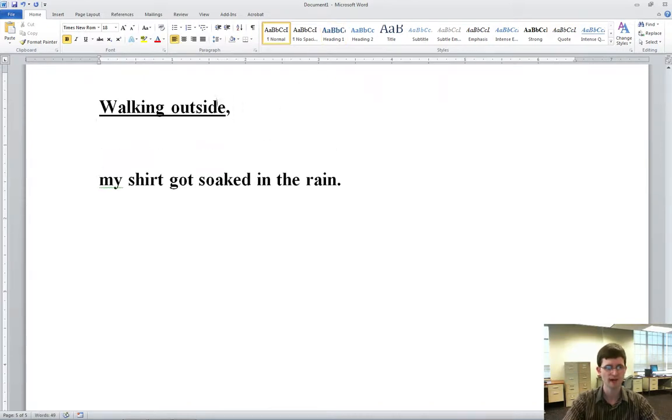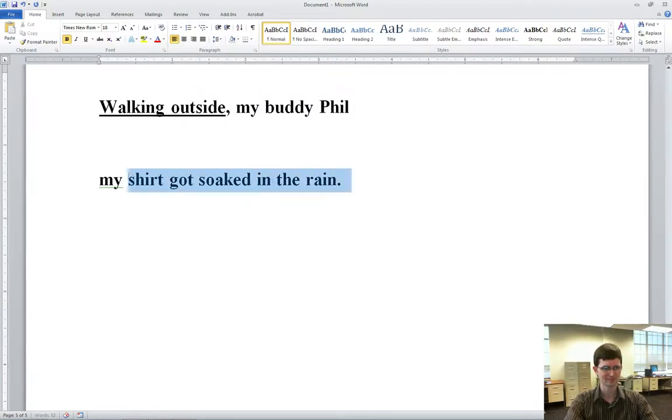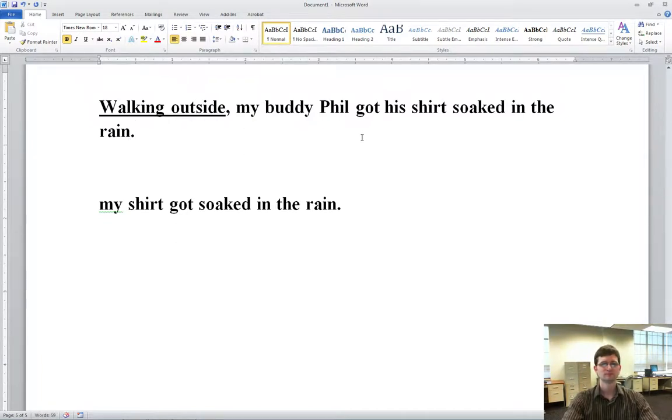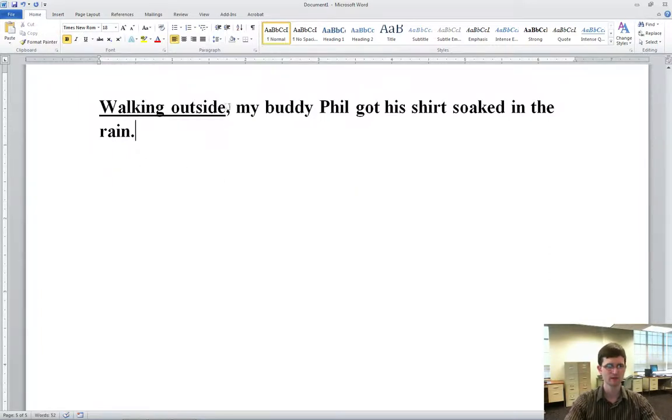To fix this sentence, I'm going to need to add something in right here. I need at this moment to tell you who is walking outside. Now, I feel like picking on my buddy Phil, so let's put him in right here. My buddy Phil is now the subject. Walking outside. Now we need to talk about his shirt getting soaked in the rain. Okay. My buddy Phil, maybe like this. I don't like that verb. It'll do for now. Walking outside, my buddy Phil got his shirt soaked in the rain. Okay. Now we've gotten rid of our modifier problem, this connection between subject and modifier phrase.